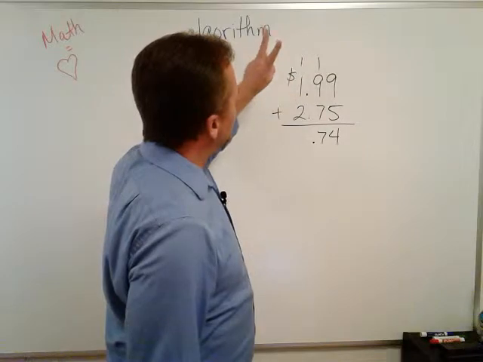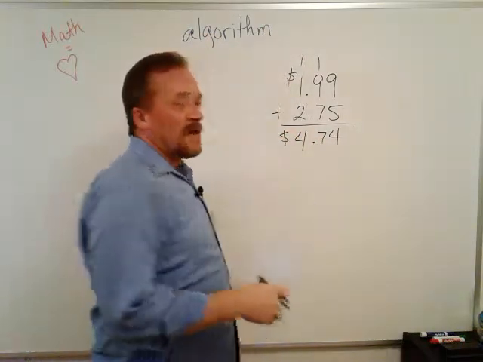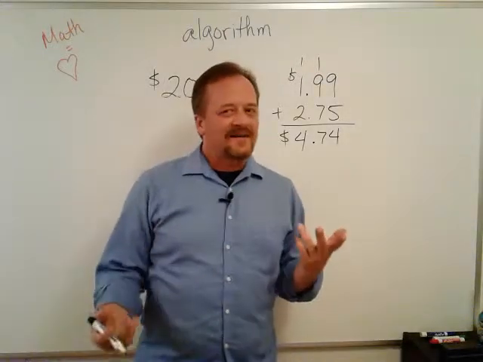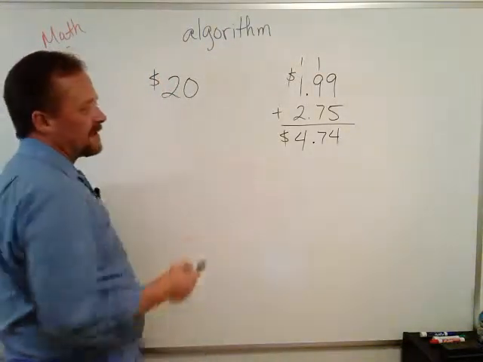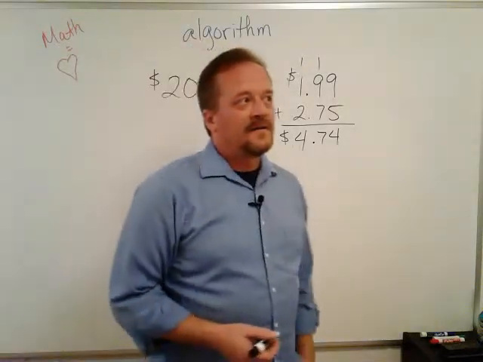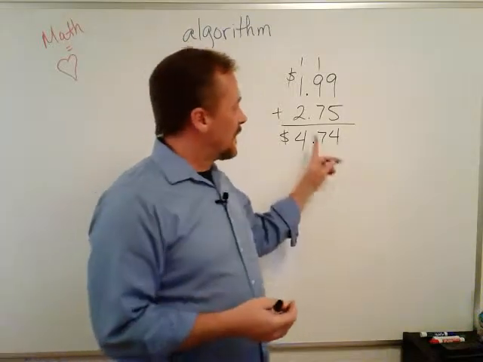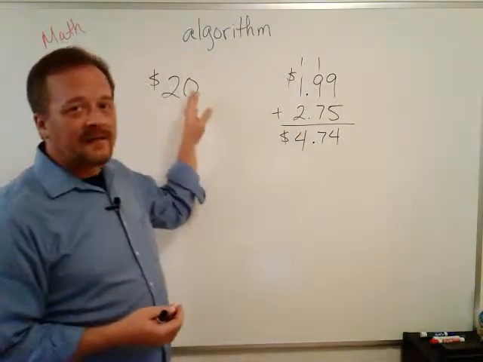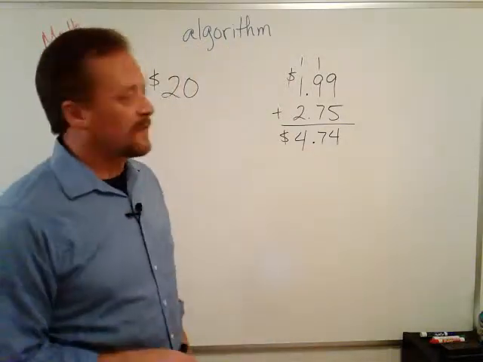1 plus 1 is 2. 2 plus 2 is 4. I owe this cashier $4.74. Now remember, I walked in here with a $20 bill. Okay? So what's my change going to be? To figure that out, the machine's going to have to subtract what I spent from the money that I give the cashier. Right? We've done that 100 times.